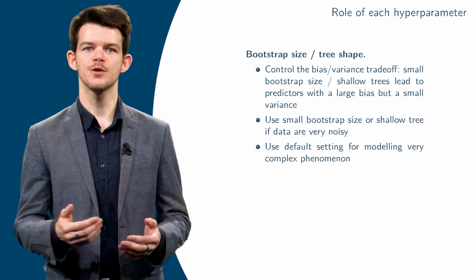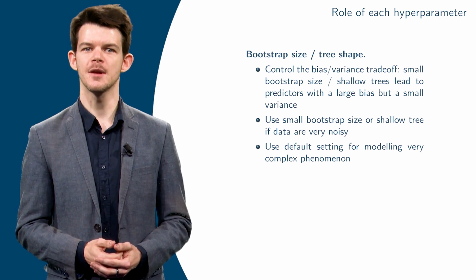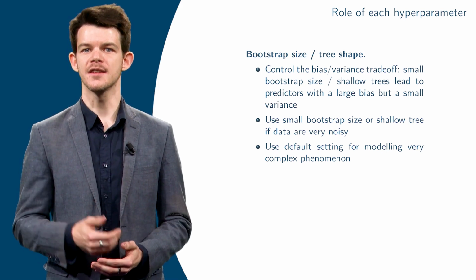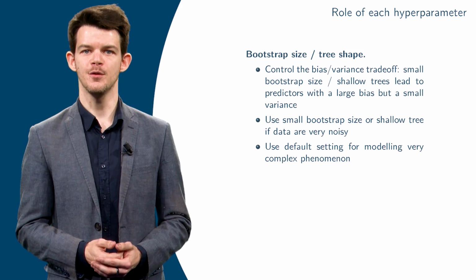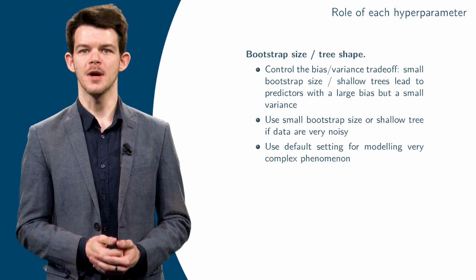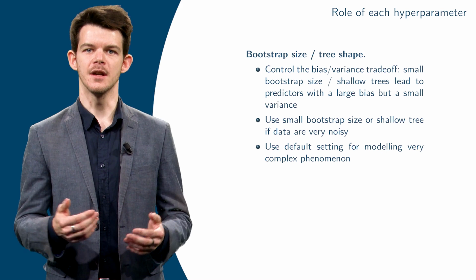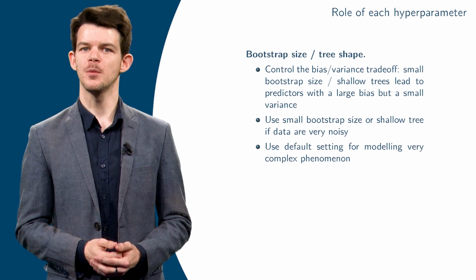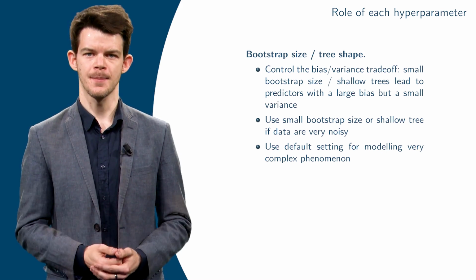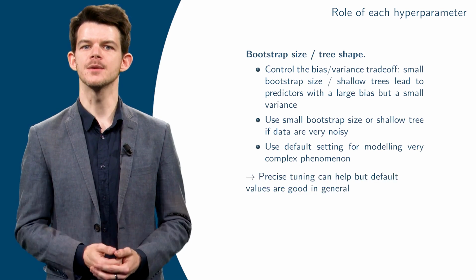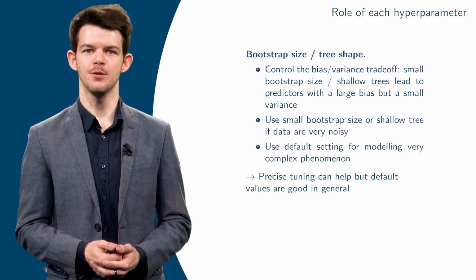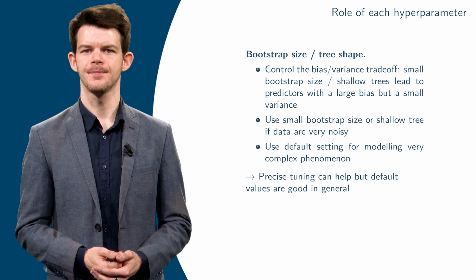It is often not useful to optimize both the size of the bootstrap sample and the tree structure. You can set one of the two parameters to the default value and optimize only the other parameters. Similarly, it is not necessary to optimize several parameters encoding the tree structure. Optimizing one of these parameters, setting the others to their default values, is sufficient.